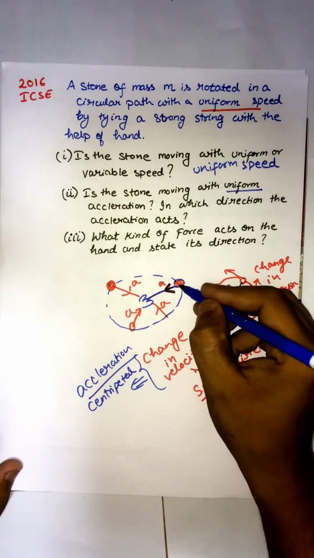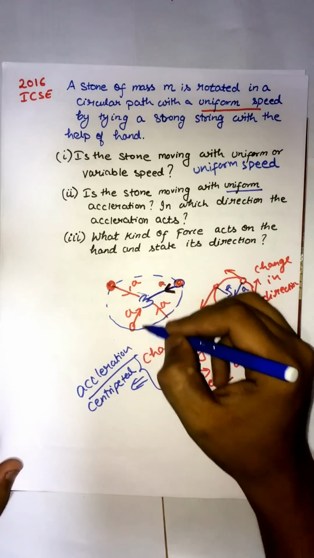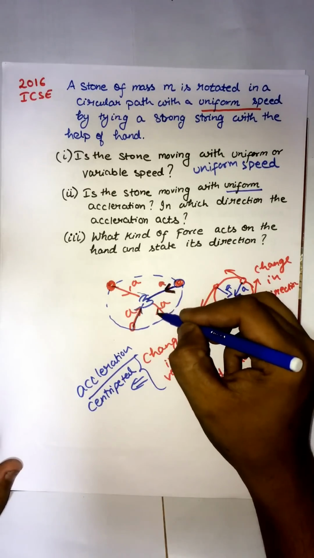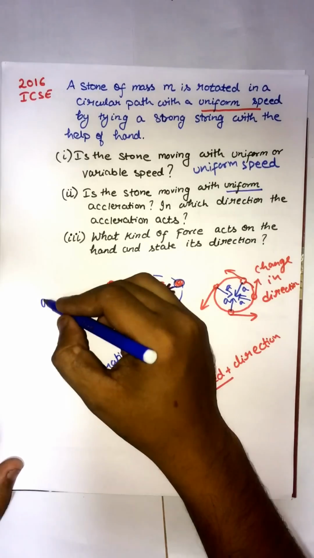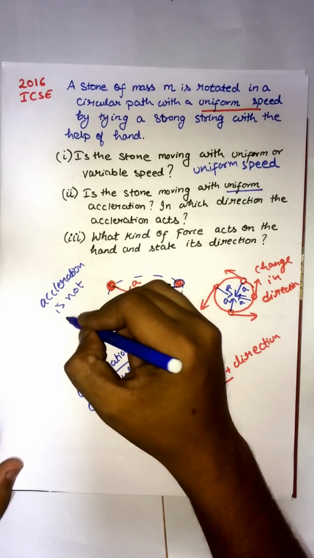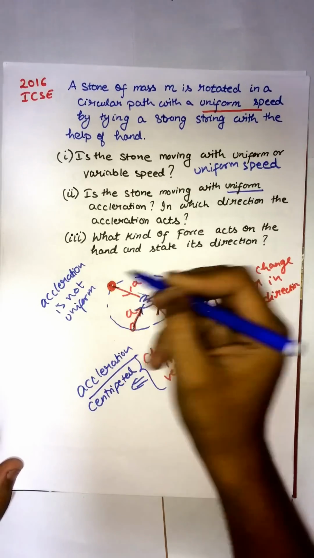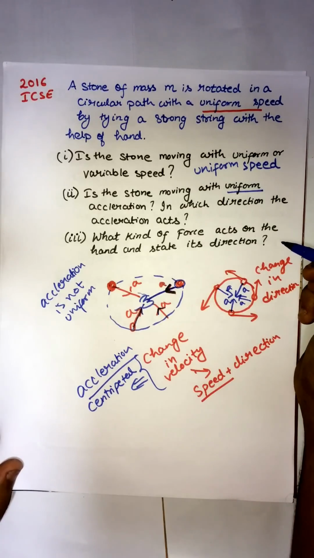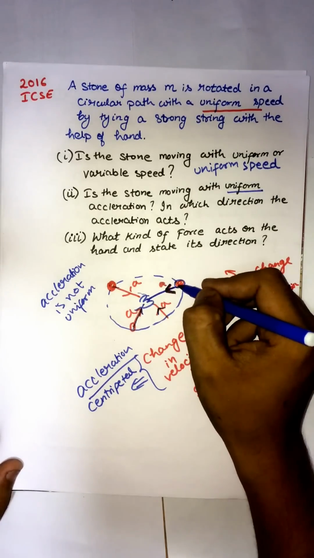Over here, the acceleration is in this direction. Over here, in this direction. Over here, in this direction. Over here, in this direction. So acceleration is not uniform. You may say it is always directed towards the center, but wait, over here the center is on this side, and over here the center is on this side.